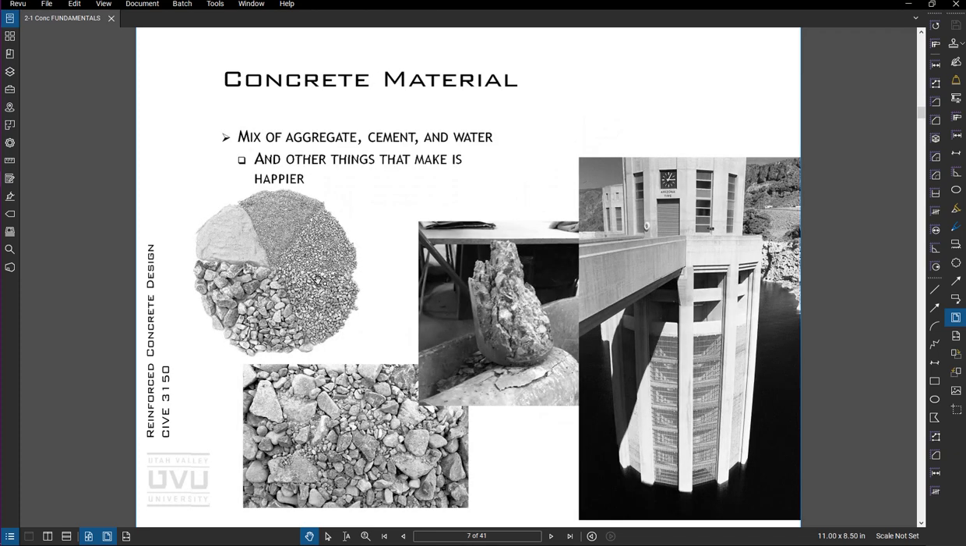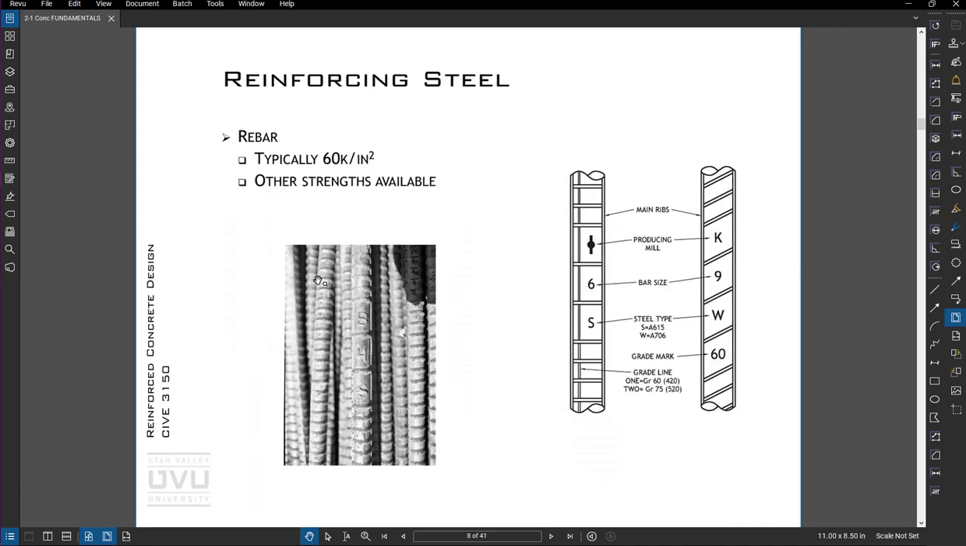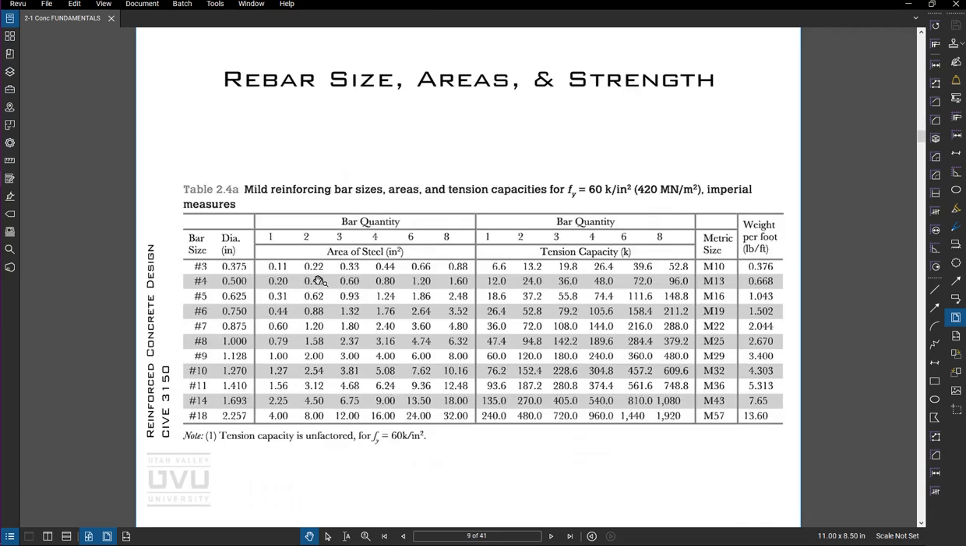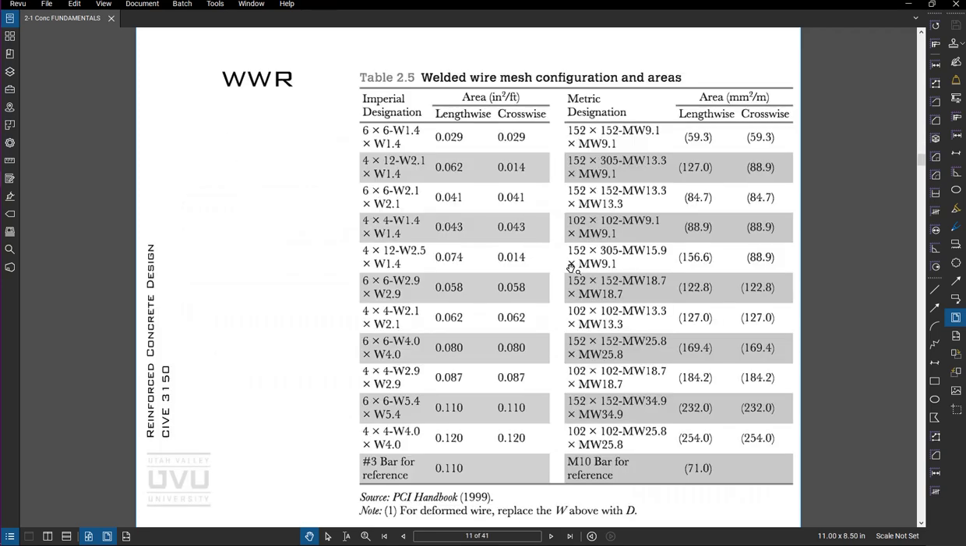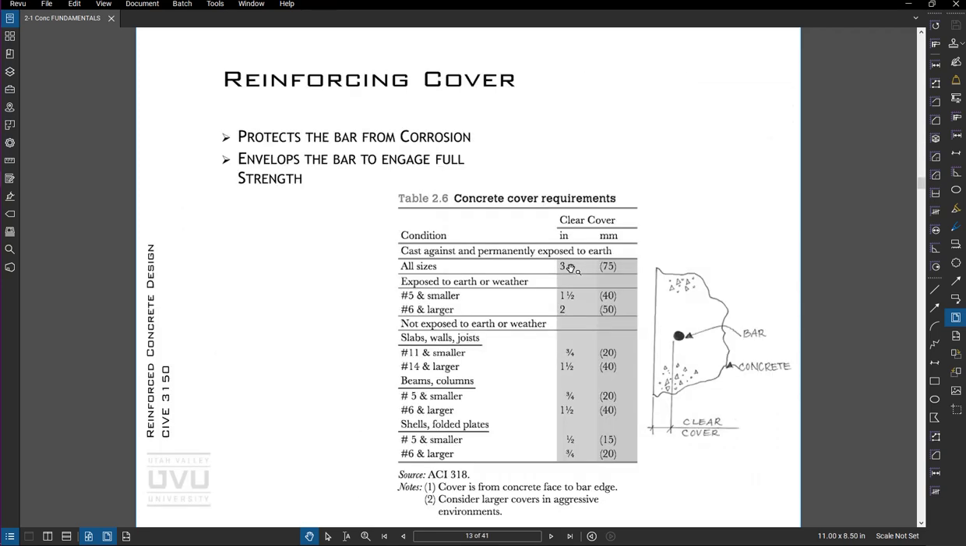All right, so this stuff, I'm just going to let you kind of cruise through this. There's a rebar table here, which tells you the area of steel or the tension capacity. So I've kind of saved you the math of multiplying the area by 60 kips per square inch. Cover, so how much clear distance between the edge of the bar and the edge of the concrete. It relates to durability and what the concrete's exposed to.